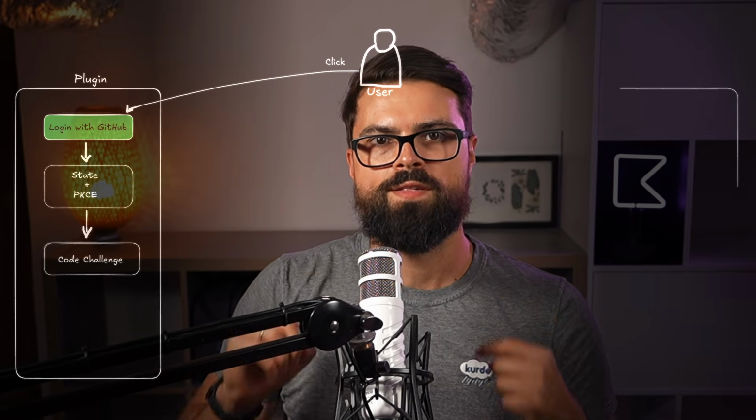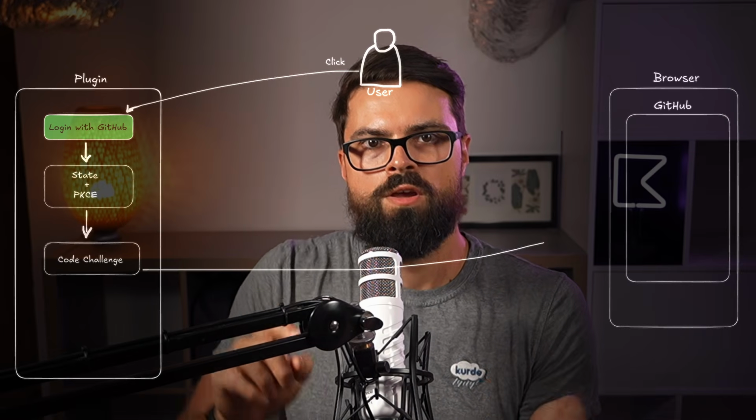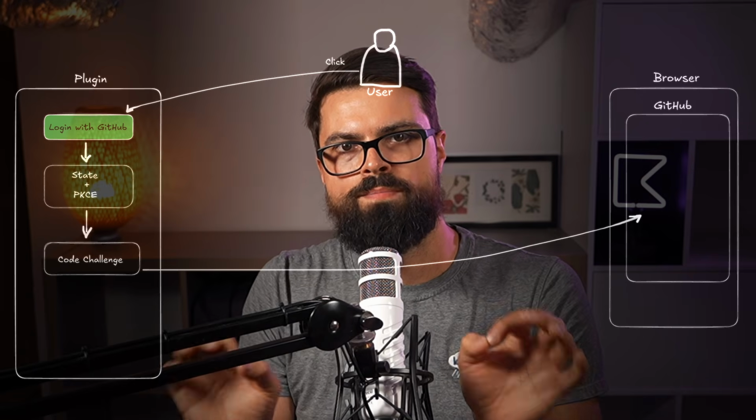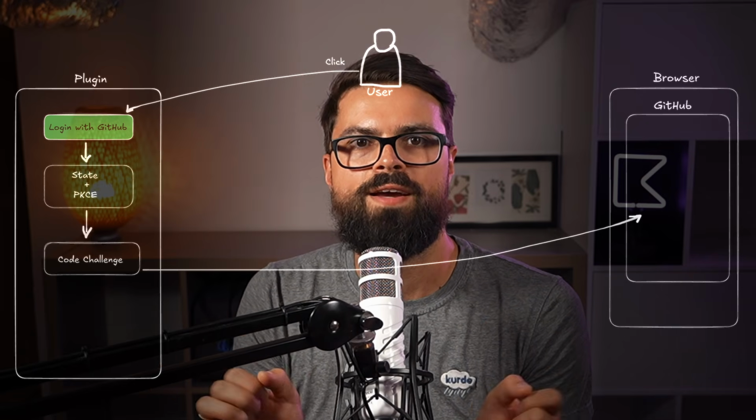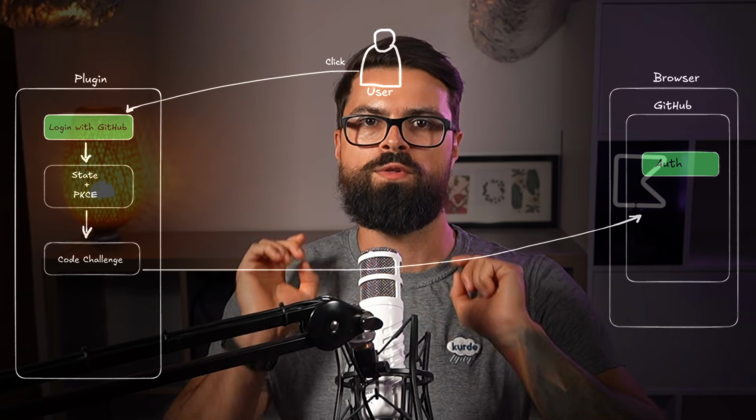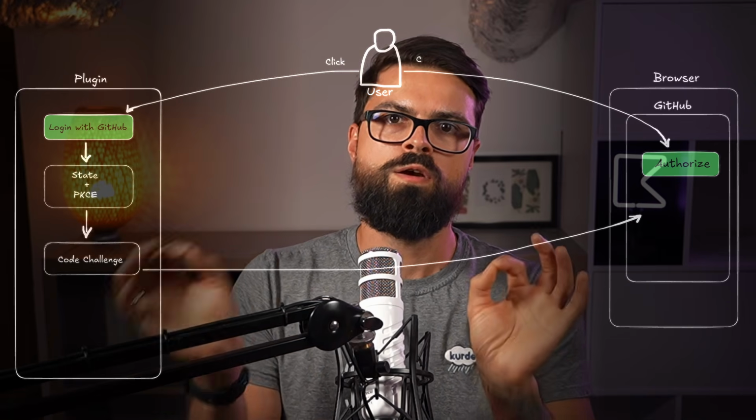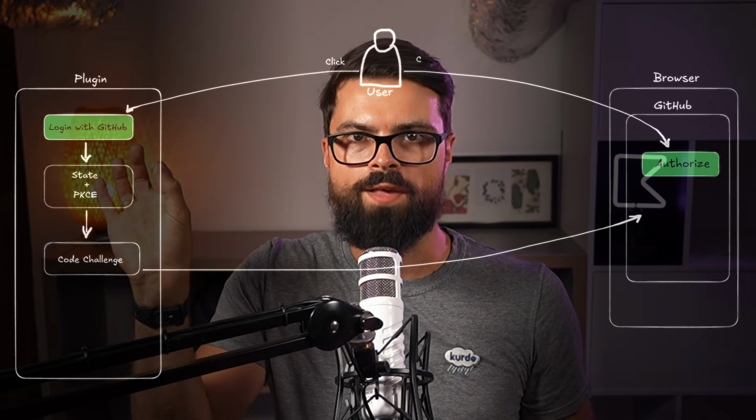The second one is the PKCE code verifier. PKCE stands for Proof Key for Code Exchange. From that verifier, the plugin creates a code challenge. This challenge goes to GitHub with the login request, but the original verifier stays inside the plugin. Then the browser opens. The user signs in, reviews the permissions and approves access.